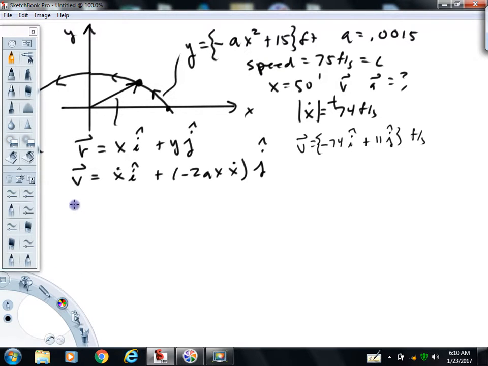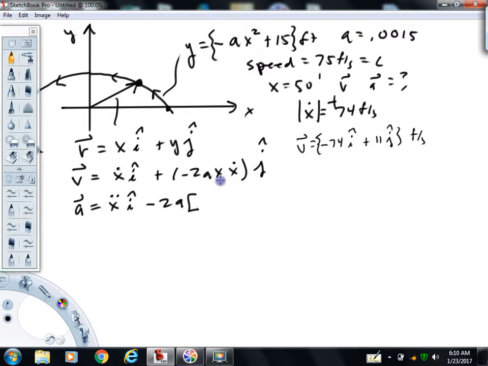And the acceleration vector is the derivative of the velocity vector. So we've got this equation here that describes the velocity vector. I'm going to go ahead and time differentiate it. We're going to get x double dot i. Well, I guess let's see, minus, how about we put minus 2a. Now we've got to deal with the time derivative of that expression.